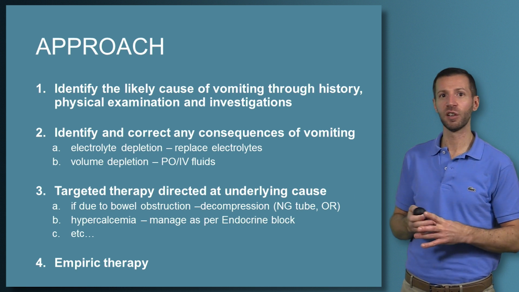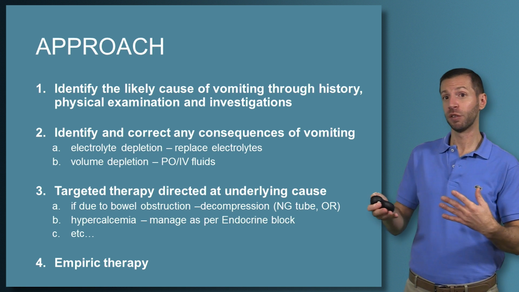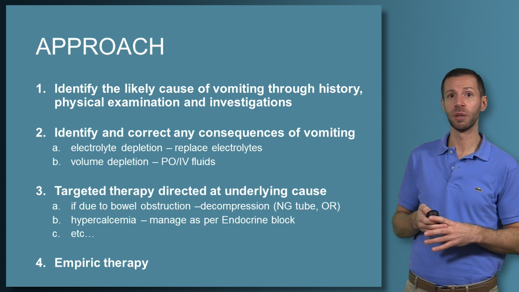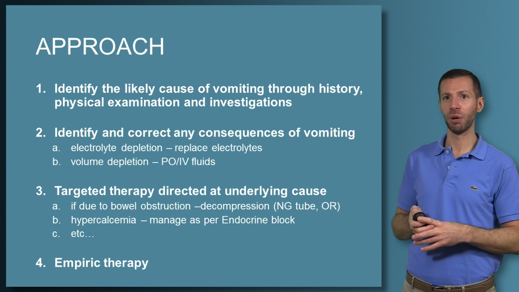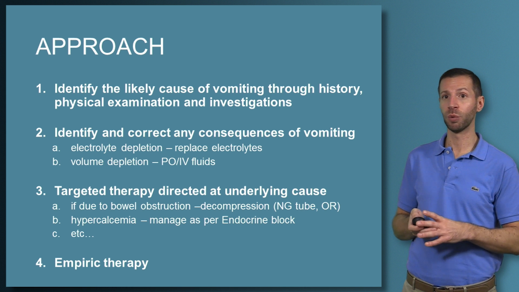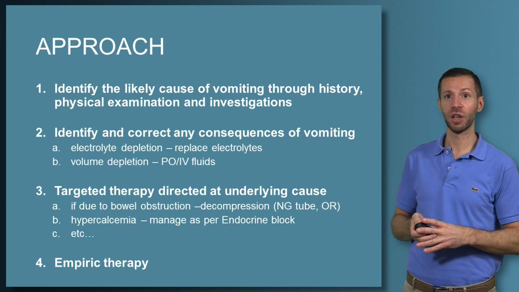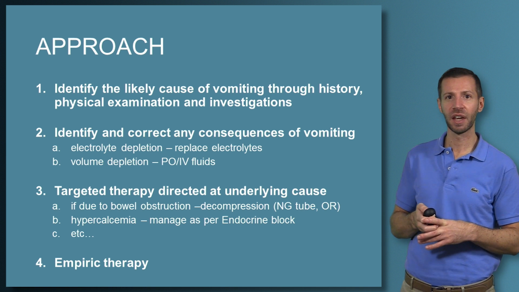The next thing is, okay, we've now dealt with what we think is the potential cause. We've dealt with some of the consequences of vomiting. How do we approach the treatment? And again, each specific cause will have its own specific treatment. So if it's due to bowel obstruction, the patient may require decompression with a nasogastric tube, or they may require going to the operating room to remove whatever is causing the obstruction, such as clearing any adhesions that are there or dealing with a tumor that's blocking the intestine.